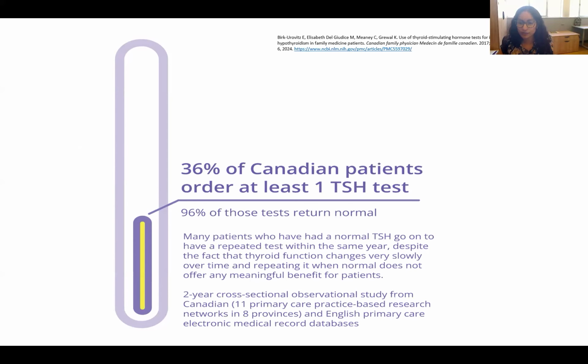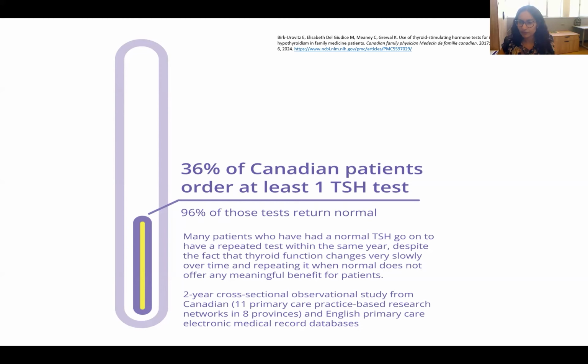It was a 2-year cross-sectional observational study that had Canadian and UK data. What it showed was that from the Canadian data, 36% of Canadian patients were getting a TSH test ordered, with the vast majority, 96%, of tests returning normal. Moreover, those patients were then getting repeat tests, despite having normal TSH tests, repeated within the same year. This is when we start to really question the benefit that our testing is doing for these patients.